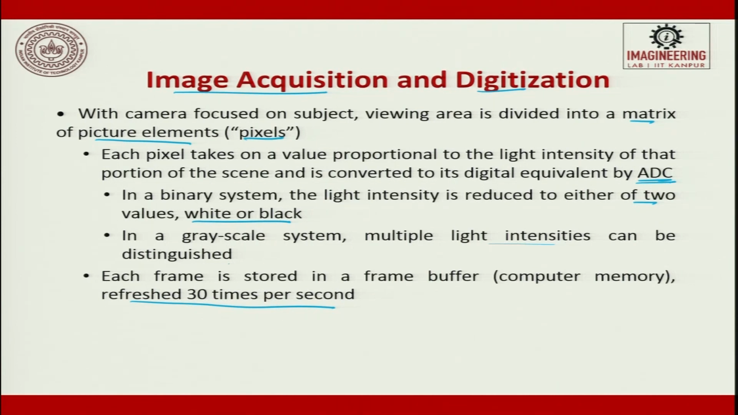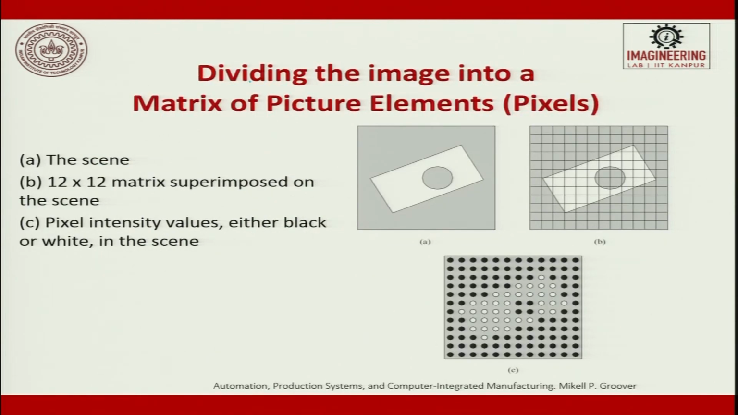If it is a dynamic, moving object, then the number of frames per second plays a very important role in acquiring the event. So, image acquisition and camera choice are very important. Now, dividing the image into a matrix of pixels. This is the photo you have taken, and now you divide it into a matrix.